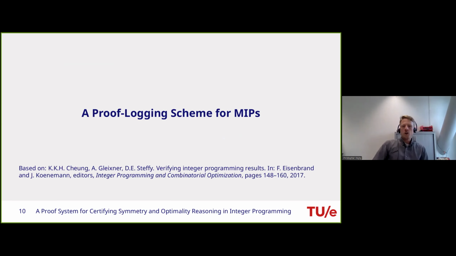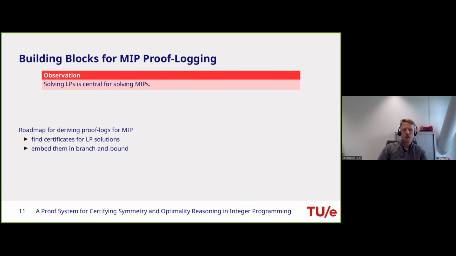And what we can observe is that this plain idea actually is also the basic idea of the proof logging scheme that exists for MIPs, the so-called VIPR proof system. And as we have seen in this branch and bound approach, the core of solving mixed integer programs is solving linear programs. The question is, assuming that we do not have any integer variables at all, is it actually possible to provide a certificate for linear programs that we have found an optimal solution? And once we have established such a certificate, how can we embed such a certificate into a branch and bound solver?